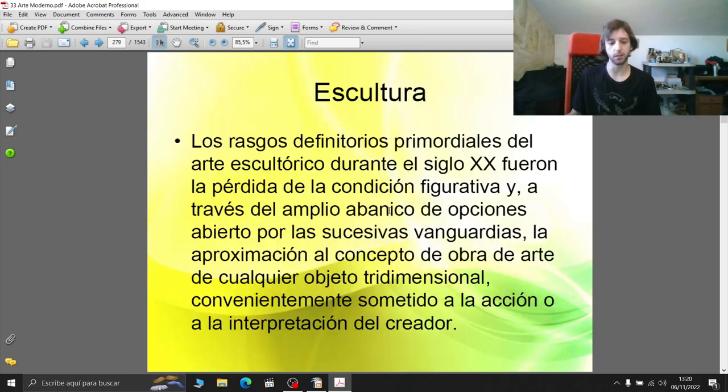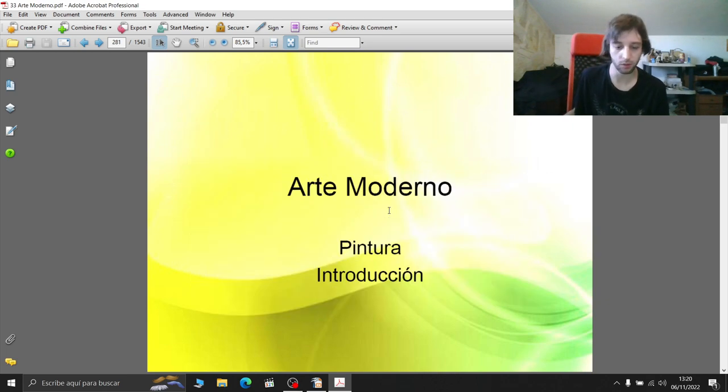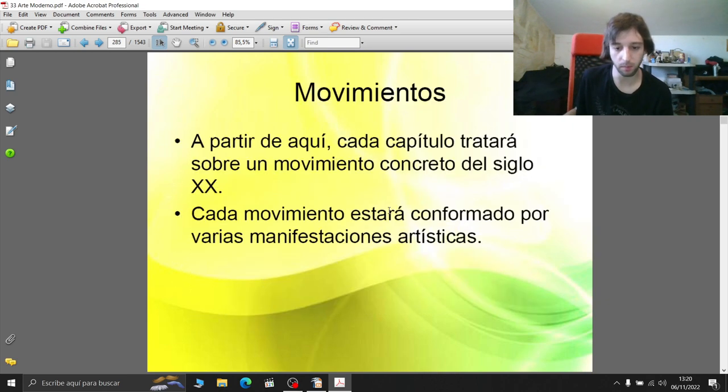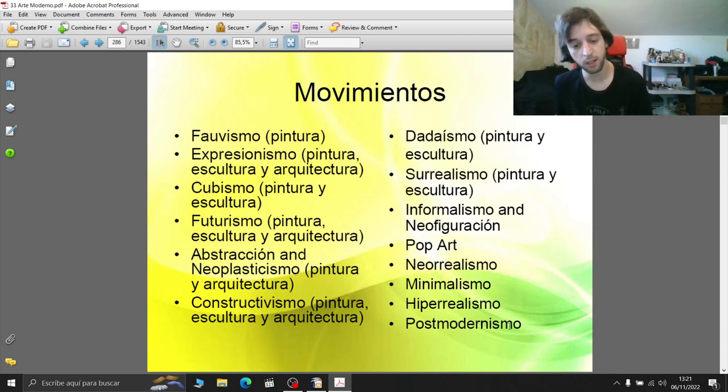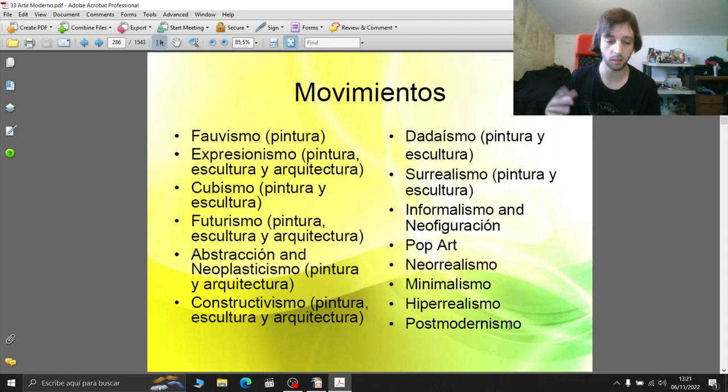Okay, and now the movements. So these are all the movements. Fauvism, Expressionism, Expressionism is the longest. Cubism, Futurism, Abstraction and Neoplasticism, Constructivism, Dadaism, Surrealism, Informalism and Neofiguration, Pop Art, Neorealism, Minimalism, Hyperrealism and Postmodernism. Postmodernism also has some divisions of arts. And then finally, finishing with the last tendencies, that is the art in the 21st century.